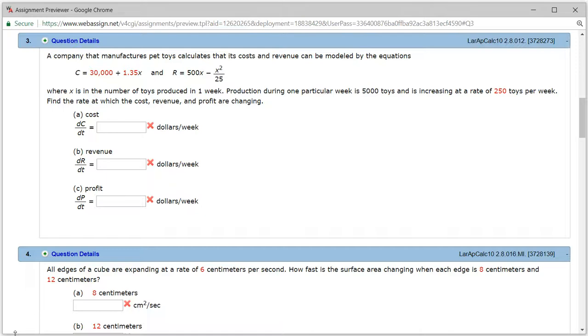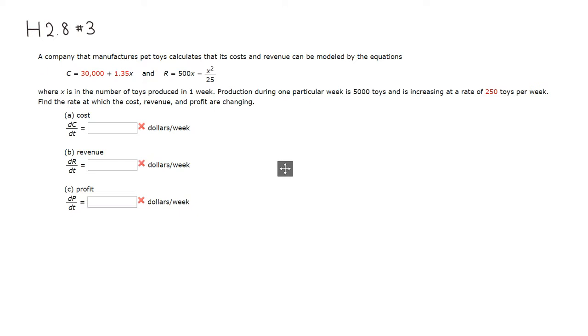All right, let's look at homework 2.8, problem number 3. We have a cost function and the revenue function given, and we want to find dC/dt, dR/dt, and dP/dt. All right, so let's do that.